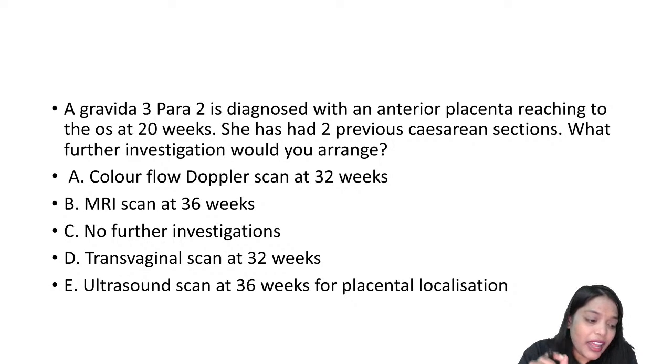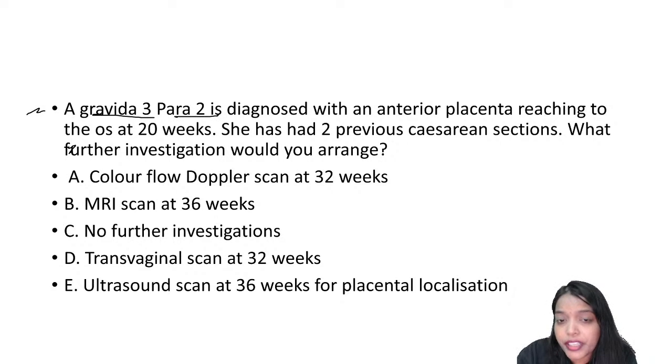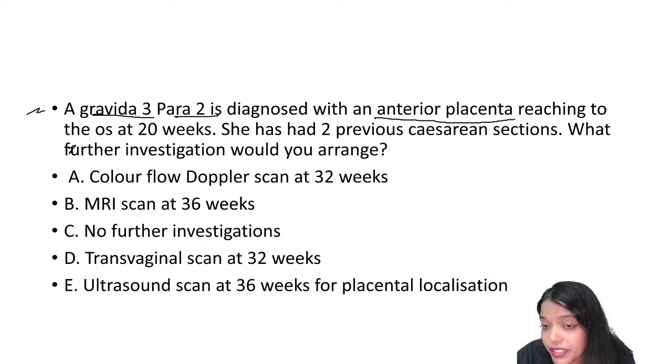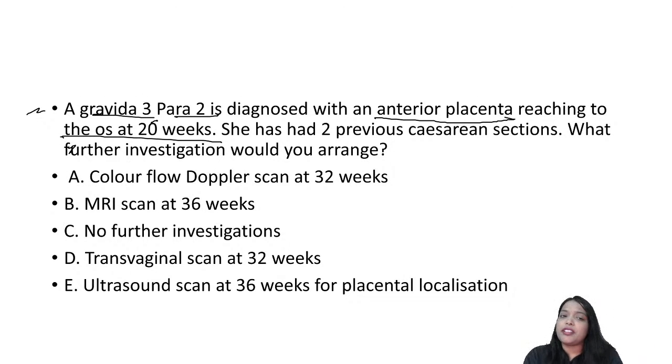Next, we'll do one last question for today and then end the session. A gravida 3 para 2 is diagnosed with anterior placenta reaching to the os at 20 weeks. What do you call when you have an anterior placenta reaching to the os at 20 weeks? It is called placenta previa. Placenta previa, right?